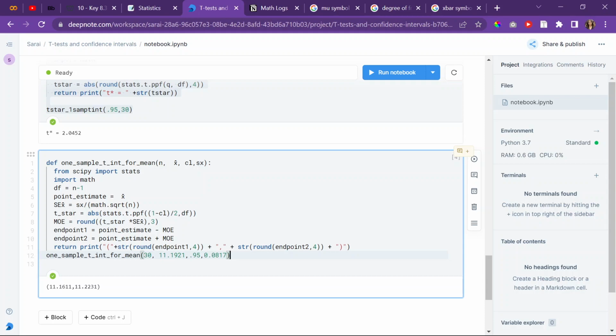So it takes in your n, your statistic, which is your x bar, your confidence level, which is 0.95, and your standard deviation, which is 0.0817, which is given to you. This is also given to you. This is given to you too. Everything is given to you, and you just put those in right here. You call the function and you just click on run, and it'll give you your confidence interval, right?